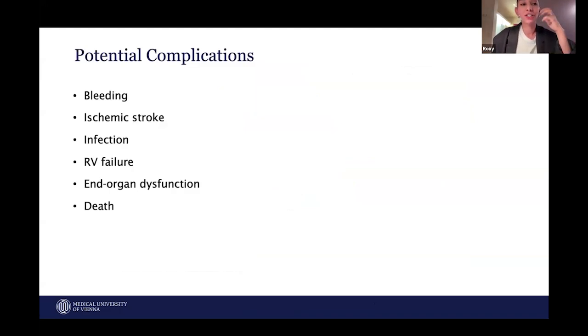What are potential complications? A little bit boring. Typical surgical complications. We have bleeding. We have ischemic stroke, of course. We have infection. We have RV failure and organ dysfunction, and also, of course, death.